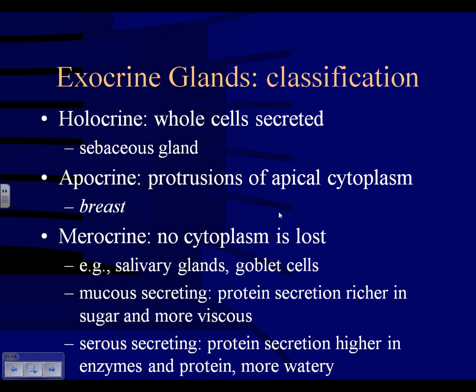Apocrine gland is the protrusions of the apical cytoplasm, so it pinches off little bits of its cytoplasm. So breast milk is just like the cell manufactures what will become breast milk and then packages it in little sacks and sends those down the duct, but the cell itself stays intact. Whereas in merocrine secretion, no cytoplasm is lost at all. This is in salivary glands and goblet cells, when the cell manufactures little secretory granules, and just that little granule is secreted, not any of the cytoplasm, and definitely not the whole cell itself, as in holocrine secretion.